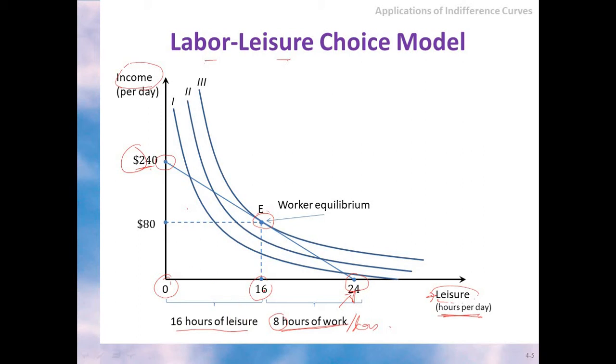So when our working hours is 8, we calculated just now that if we divide by 24, you will get $10 per hour. So 8 multiplied by 10, this is where you get 80. At this equilibrium, this worker will earn $80 if he is working 8 hours, per day. This is basically what the labor leisure choice model is.